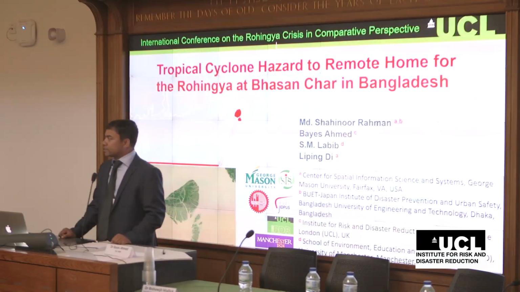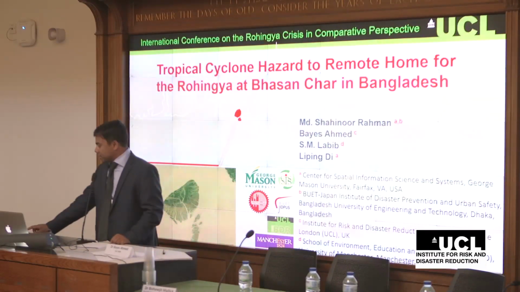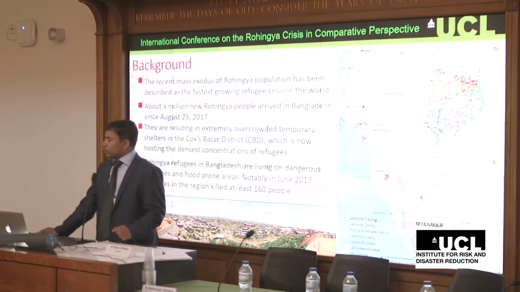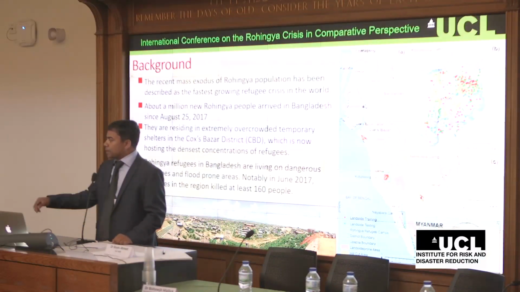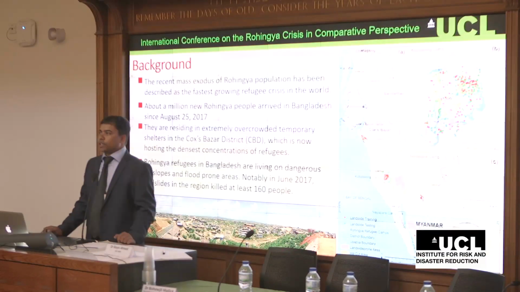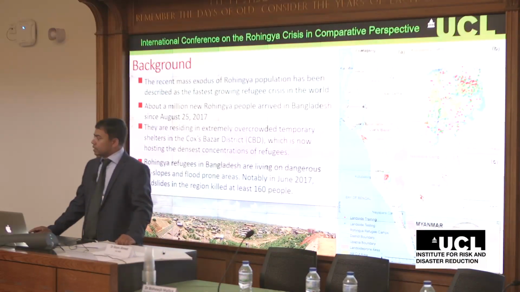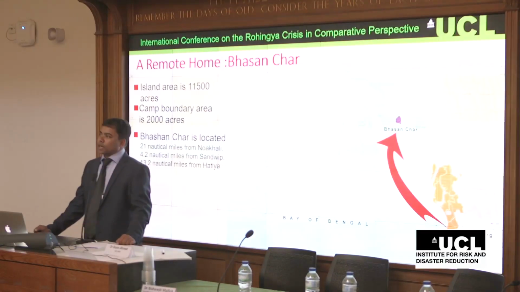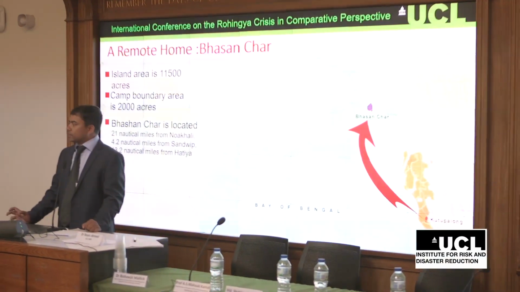So my topic is tropical cyclone hazard on a remote home for the Rohingya at Bhasan Char in Bangladesh. You already know that the migrated people are in the big camp here, and the Bangladesh government has now decided to move 100,000 Rohingya refugees to a new location, and this is a Char, an island in Bangladesh called Char.